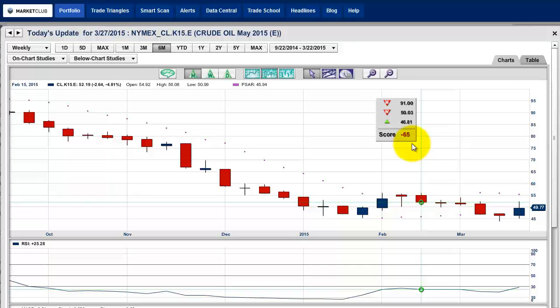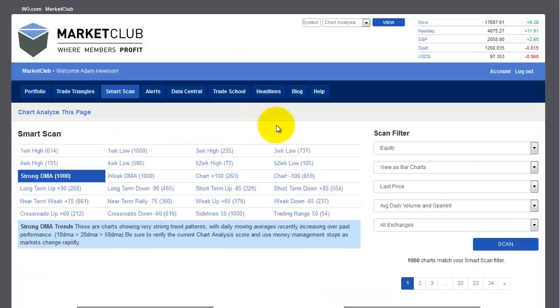Now let's take a quick look at what's going on in the weekend trades. So let's go to our smart scan, which you go right here, click once. And what's really interesting this week is you have 72 new highs, 52-week new highs. However, you have 105 new lows. It's the first time we've seen that happen in a little while.